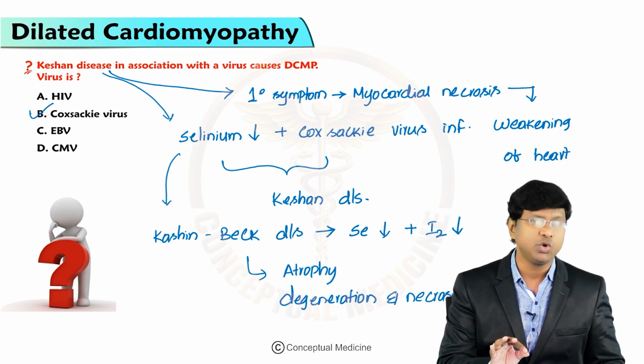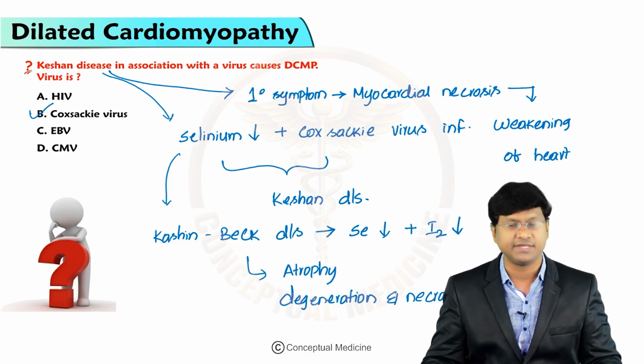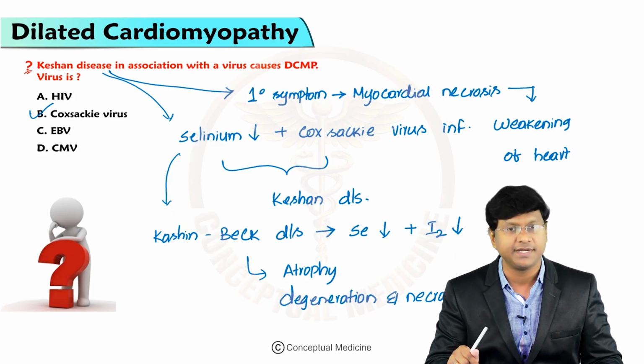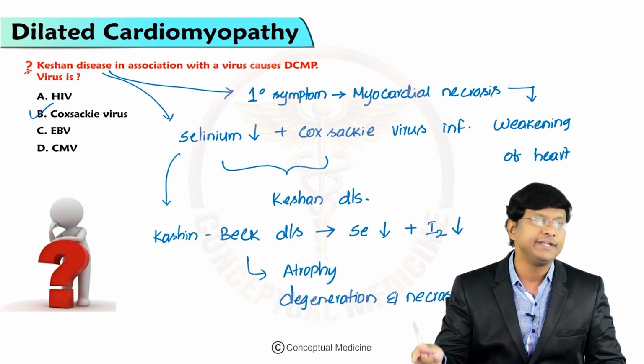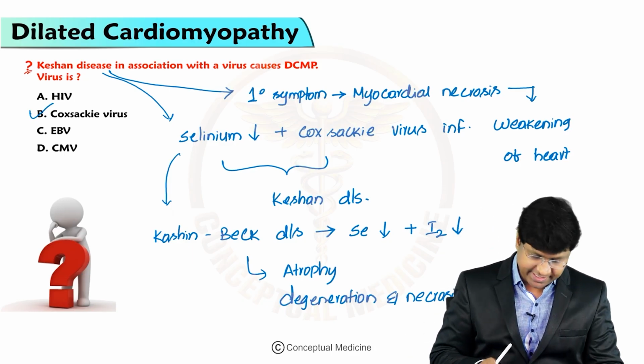So what is Keshan disease? It is the disorder where there is selenium deficiency in combination with Coxsackie virus. And selenium deficiency is the one which will cause the myocardial necrosis, where the individual will develop the dilated cardiomyopathy, right? You see the next question.